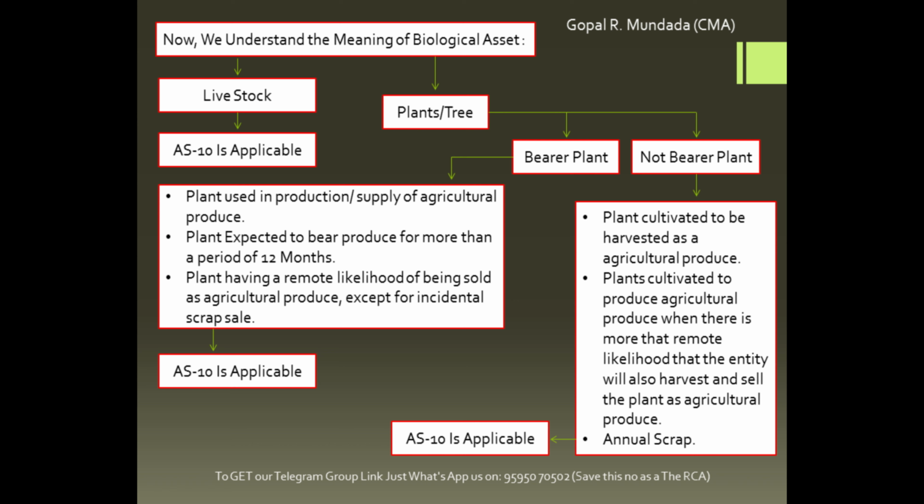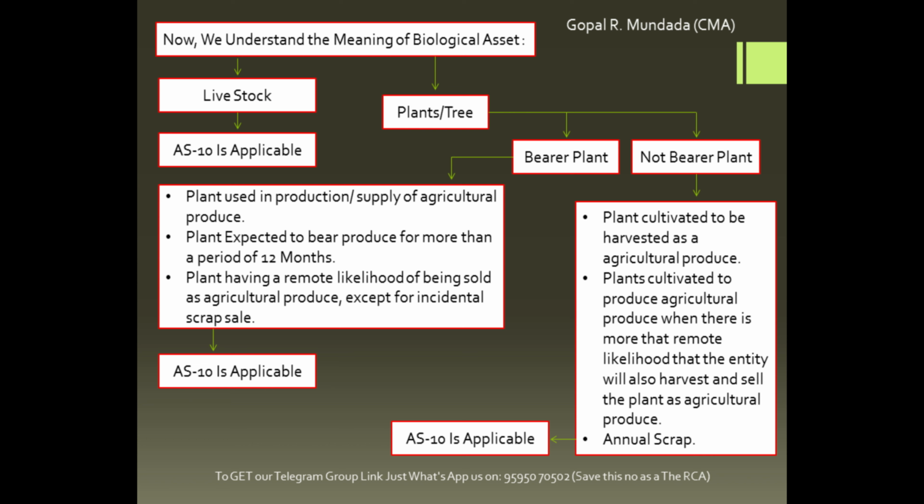So guys, a non-bearer plant means a plant cultivated to be harvested as agricultural produce. Say for example, wheat production, bajra production, sweet corn production. In such a case, that plant is cultivated for 3 to 4 months or 4 to 5 months. Guys, that plant is not a bearer plant for me, because every time I produce wheat, bajra and sweet corn, the plants are demolished by me, and again I sow new seeds for growing wheat, bajra and sweet corn. But does this happen in the case of mango, coconut, almond production?